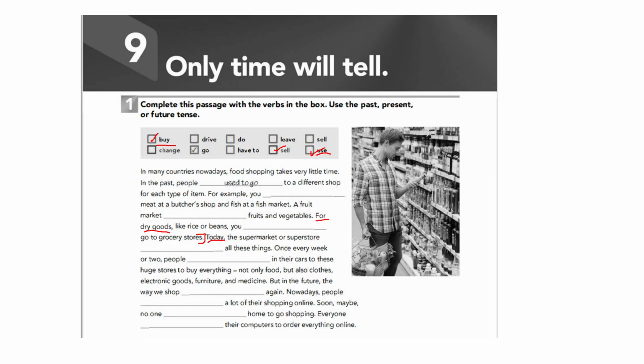Once every week or two, people blank space in their cars to these huge stores to buy everything. Not only food, but also clothes, electronic goods again, furniture, and medicine. What is the answer for this one? Once every week or two, people what? Tell me, Alexander. Once every week or two people drive. Excellent. Drive. Very well.